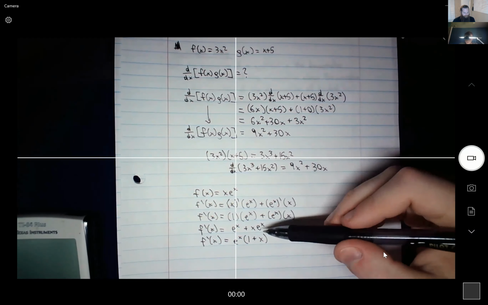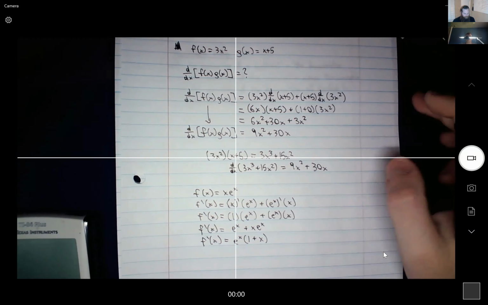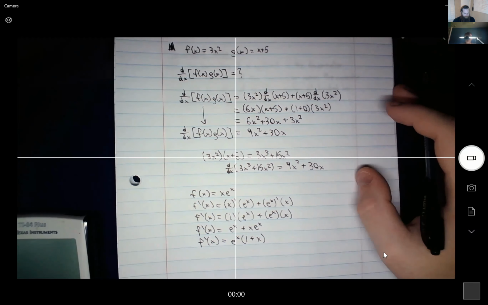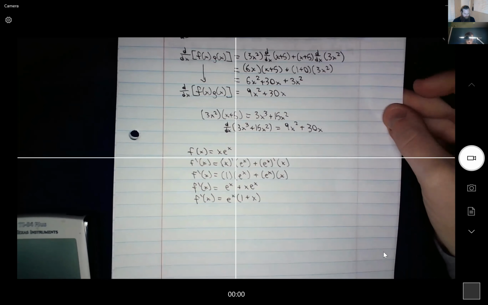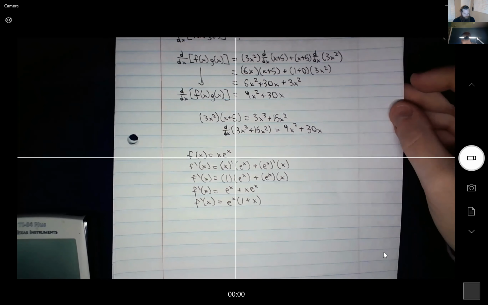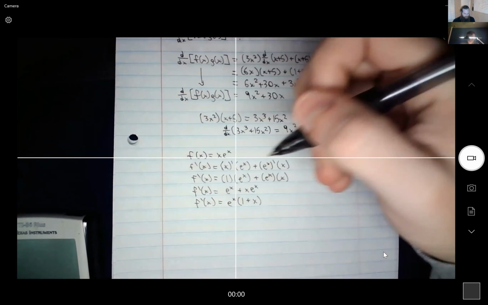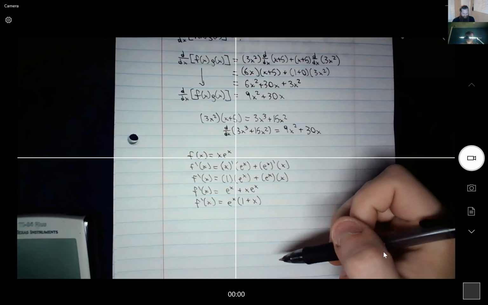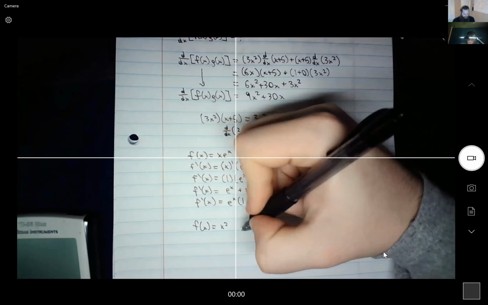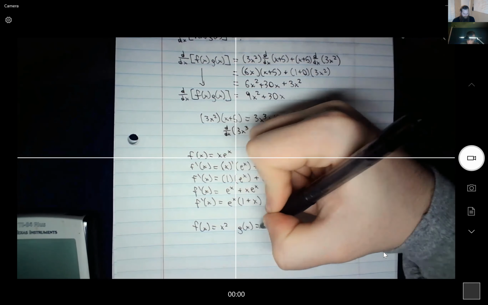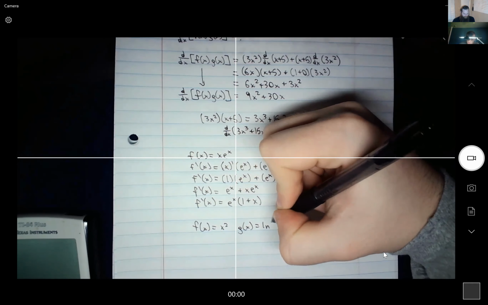So here's one example of how we can use the product rule. The product rule is also useful for trig functions, but we aren't going to get into that because we haven't learned that yet. We're going to do a natural log function. We haven't learned this yet, but I got approval for this problem. So let's say that I'm going to do this next one in Leibniz notation again. So f of x equals x squared and g of x equals ln x.